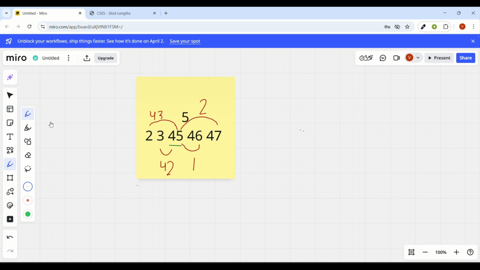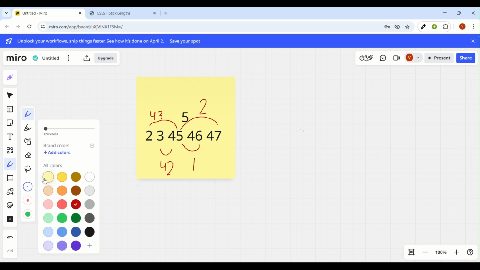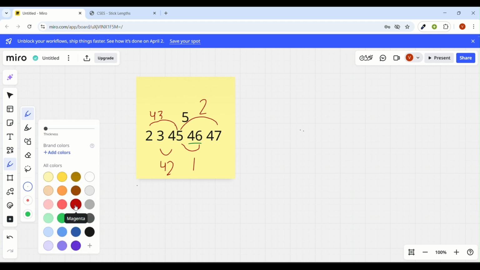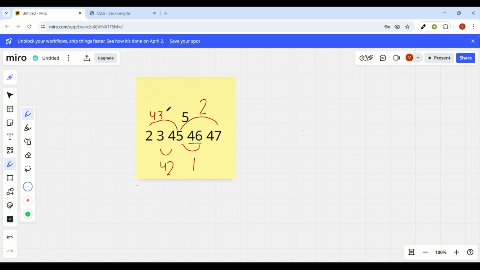Now let's say I try to get some other answer which is better than this one. So in search of a better answer, let's say I am trying to shift my selected stick length from 45 to 46. Now let's say I selected 46. Now what changes will I get in my answer?